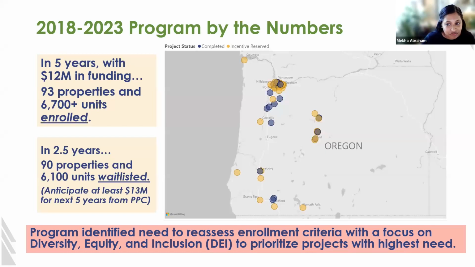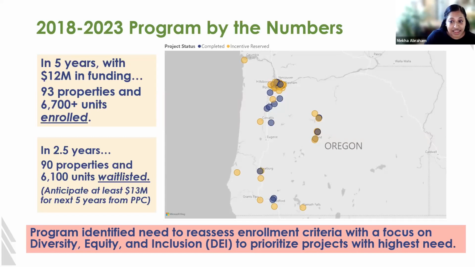The OR-MEP in its current form was launched in 2018. In the 5-year duration from 2018 to 2022, we had $12 million available in incentive funding, and have been able to enroll more than 93 properties and 6,700 units with that funding. More than half of those properties are now complete with energy upgrades installed. I want to thank you all who have participated and enrolled projects in the program previously. We couldn't have had this level of participation without your commitment to the program.